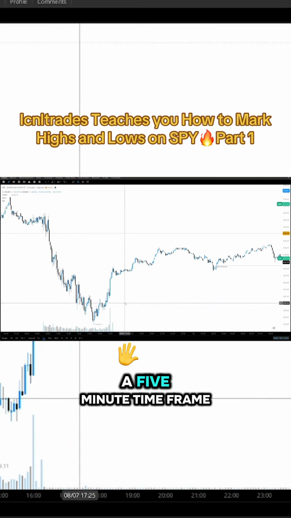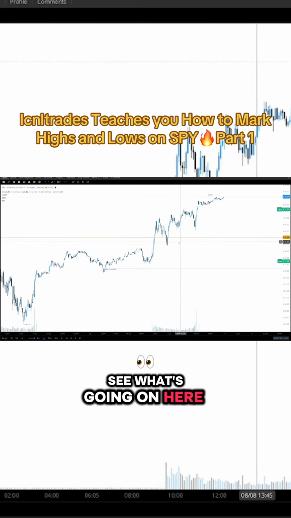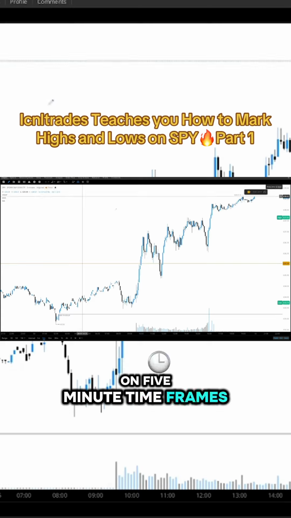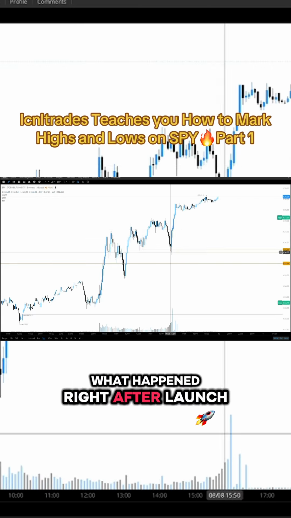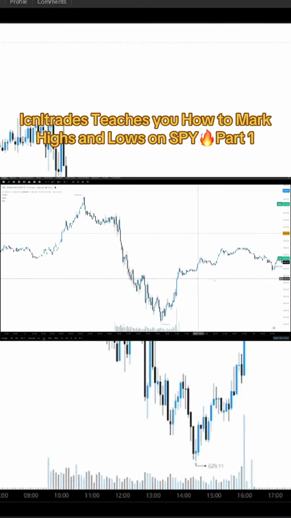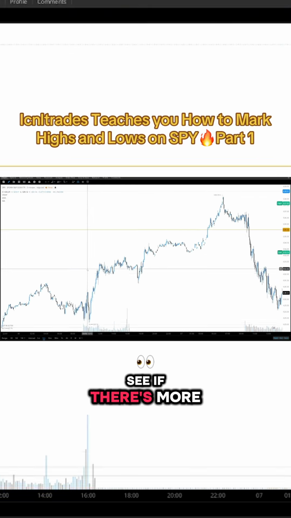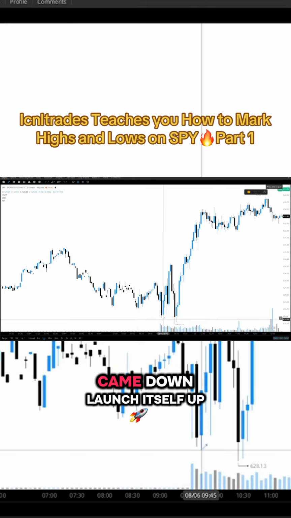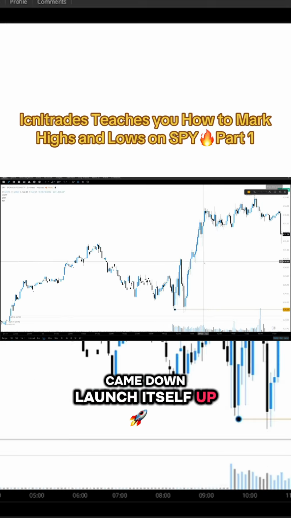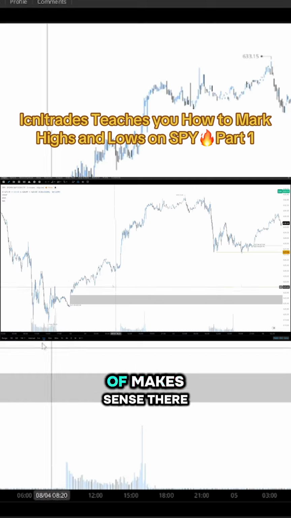Let's go down to a 5-minute time frame and see what's going on here. There's a lot more on 5-minute time frames. Right here, came down. What happened right after? Launched itself up. Let's see if there's more. What happened down here? Came down, launched itself up. So hopefully that kind of makes sense there.